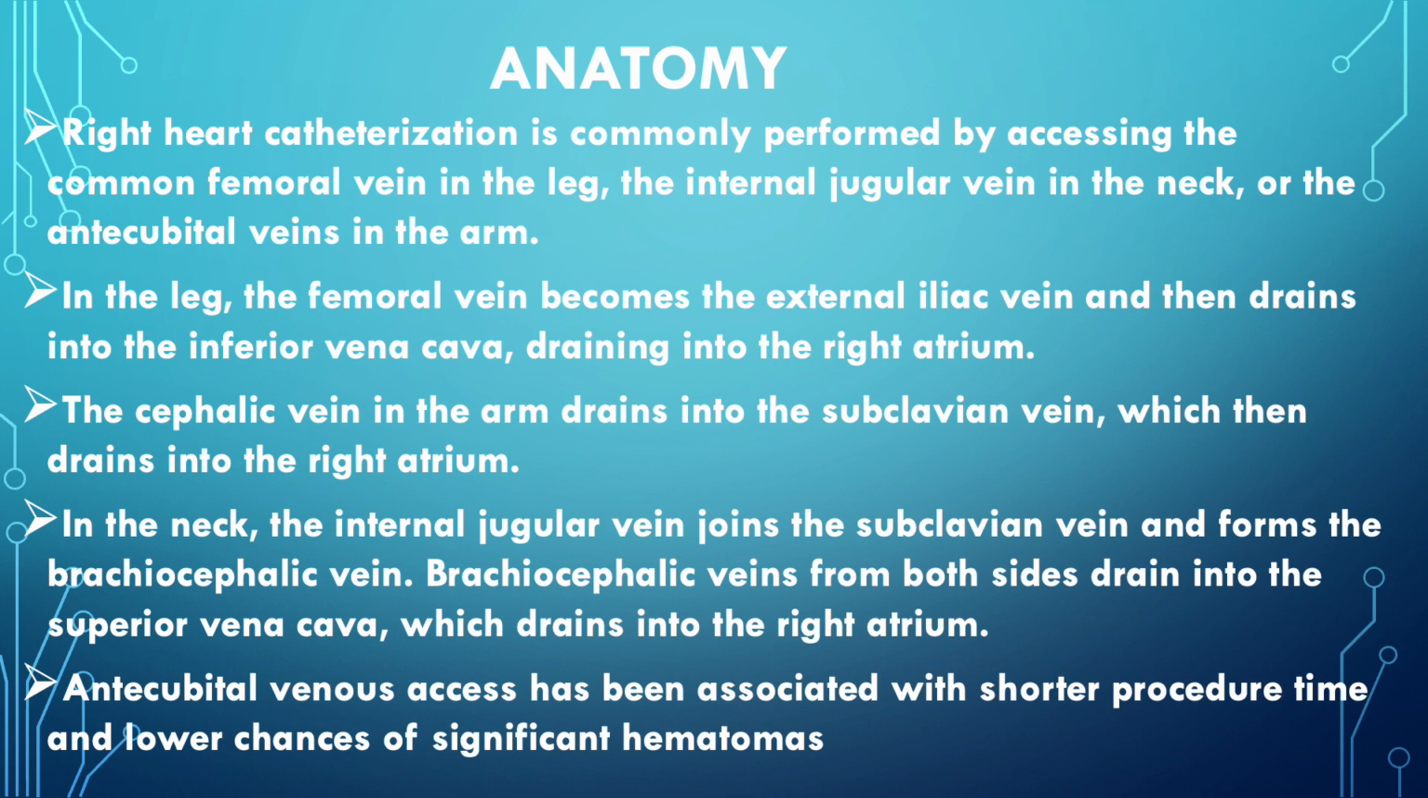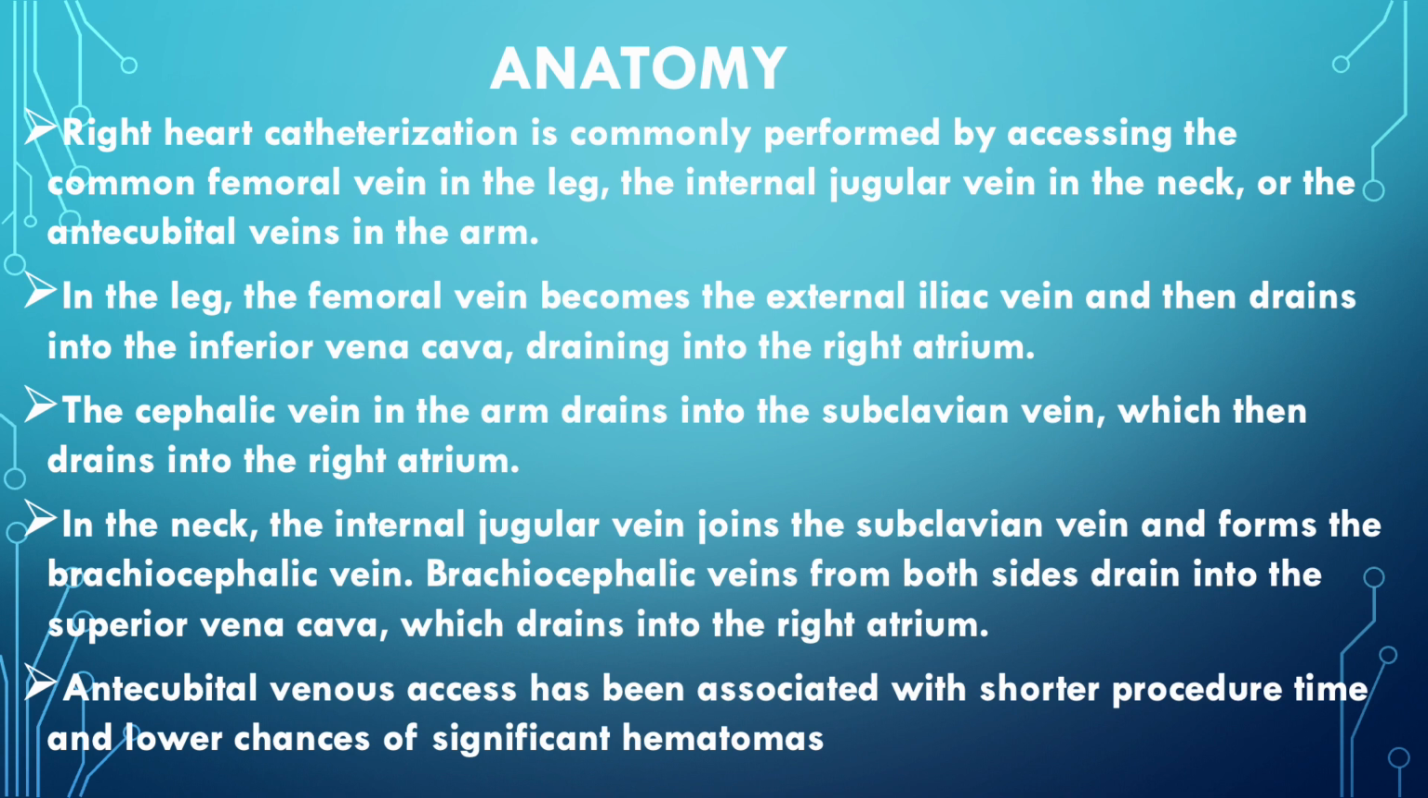In the leg, the femoral vein becomes the external iliac vein and then drains into the inferior vena cava, draining into the right atrium. And the cephalic vein in the arm drains into the subclavian vein, which then drains into the right atrium. In the neck, the internal jugular vein joins the subclavian vein and forms the brachiocephalic vein, and the brachiocephalic veins from both sides drain into the superior vena cava, which drains into the right atrium.